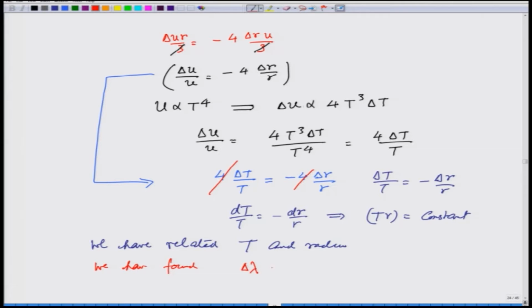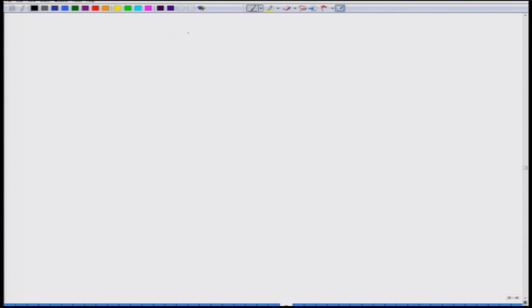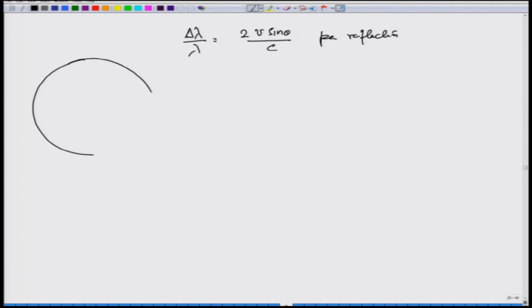and we have also found delta lambda is equal to lambda 2 v sin theta over c per reflection, and we combine these two to relate lambda and T. Let us see how we do that. Delta lambda over lambda is 2 v sin theta over c per reflection.